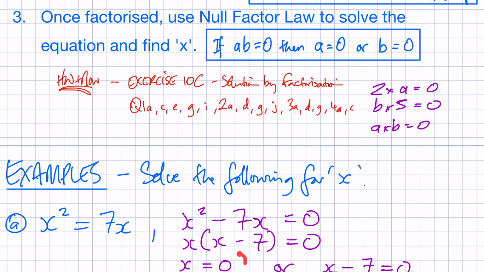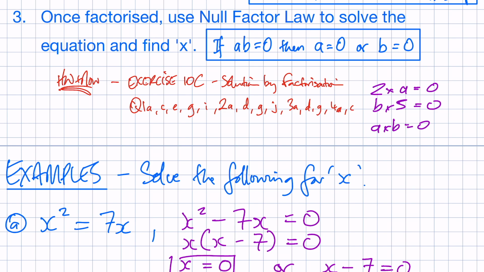I'm done this side. That option's done. There's no more I can do. Is there more I can do with this though? I don't want to know what x takes 7 is. I want to know what x is. So what's the opposite of taking 7 from something? Adding 7. So your two options here are x equals 0 or x equals 7.